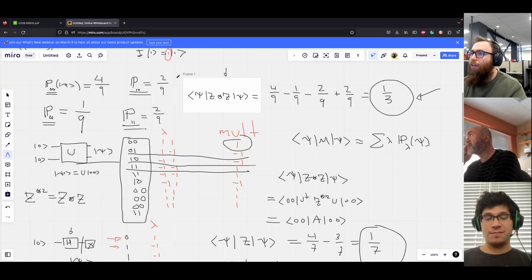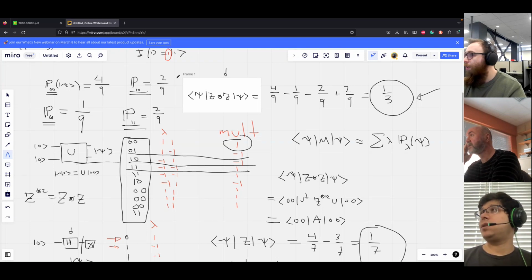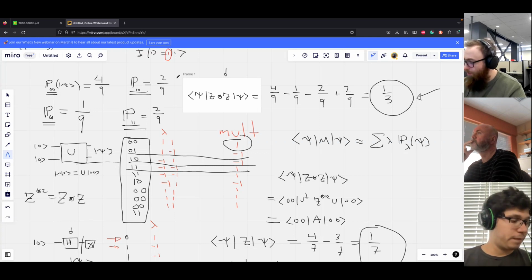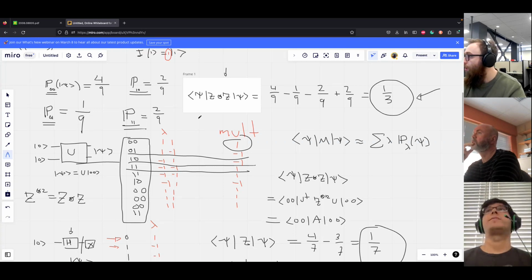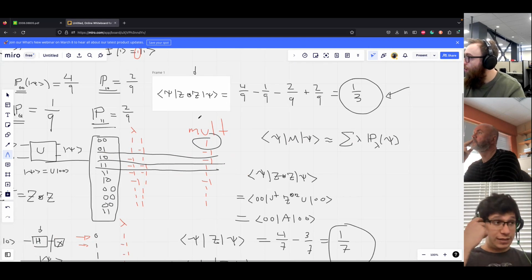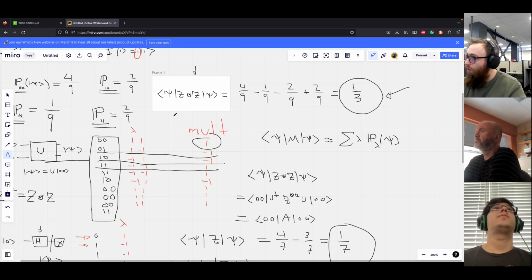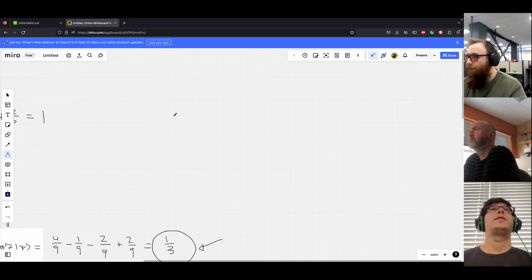So does it mean you are sampling just a subset of the possible probabilities in that circuit? Yeah, but the thing with the expected value is that it can help you detect quantum phenomena, things like superposition or entanglement. Let me do an example here.